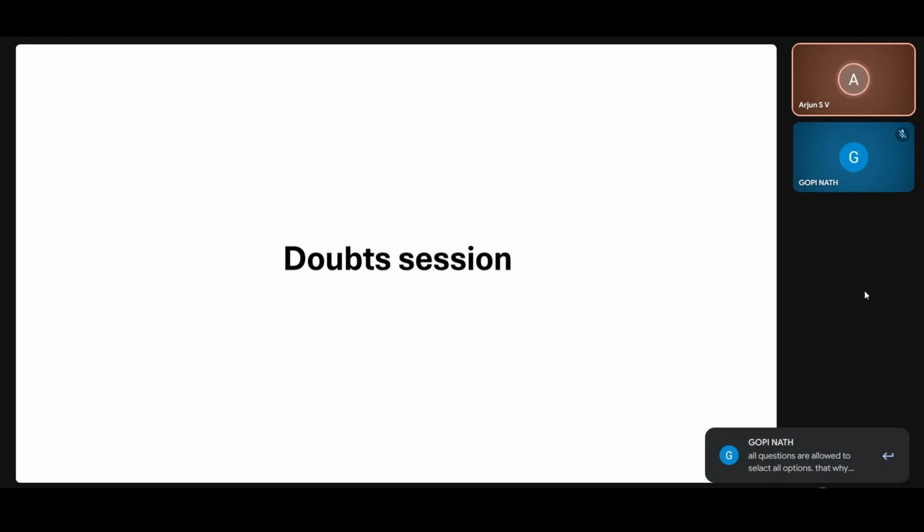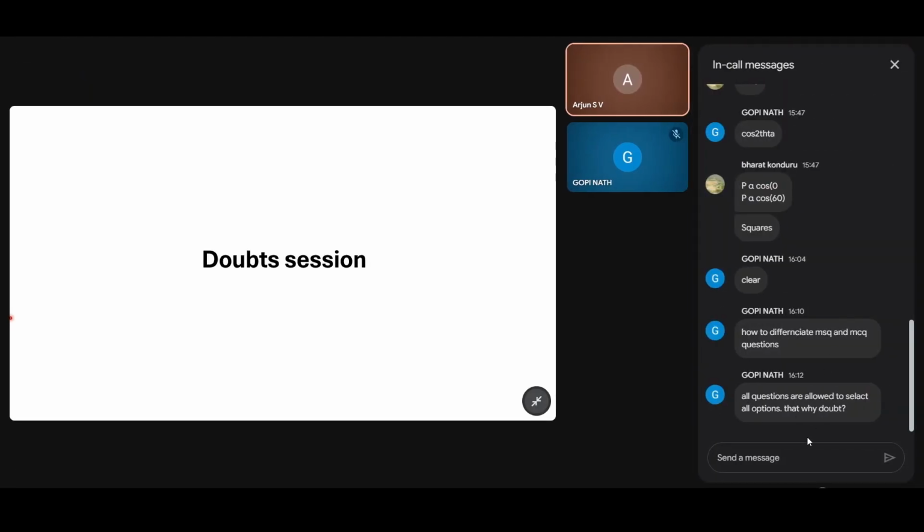All questions are allowed to select all options. That's right. I don't think so, because even in our NPTEL portal, if you had seen, I think some questions you would be allowed to choose only one option, and some other questions you will be allowed to choose multiple options as well. You could go and check probably one more time in the NPTEL portal as well. The exact same format will be carried on to the main exam as well.